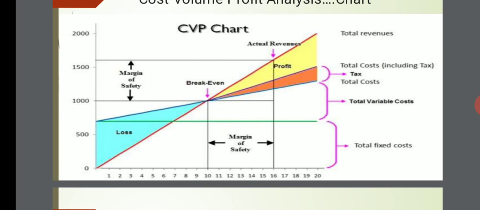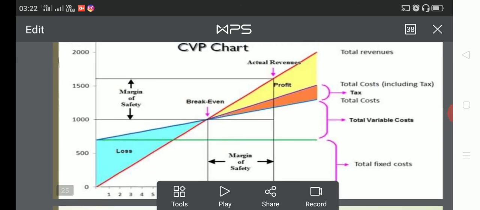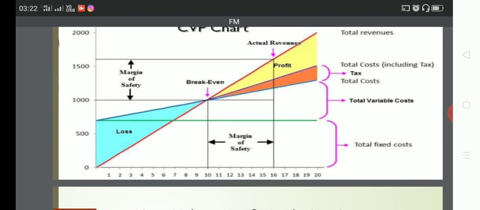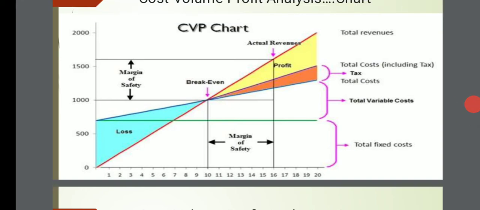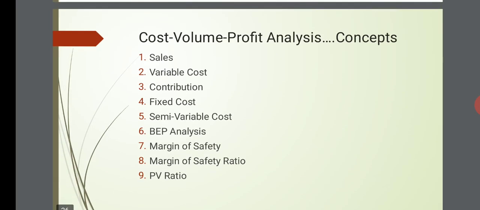For example, if the company has production at actual revenue, then actual sales minus break-even sales is the margin of safety. The fixed cost line is always parallel to the x-axis, because fixed cost will not change and will remain the same over the quantity of production. So that won't change. Now let us discuss the various concepts.